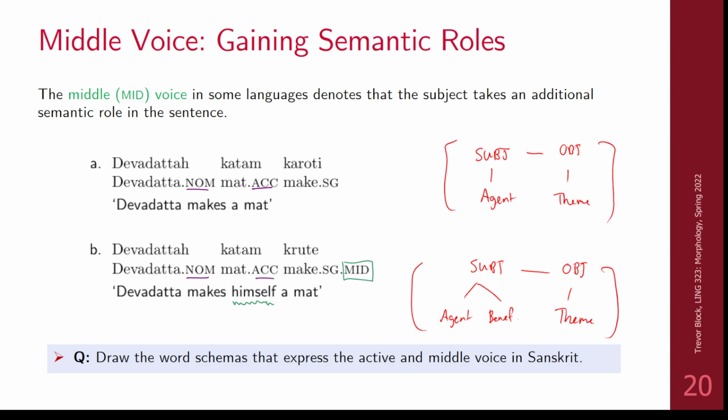And why does this happen? It's because the meaning of the verb changes, but the amount of noun phrases we physically hear or read in our sentence has not changed. There is no additional NP for himself here. It is simply the subject taking up another semantic role, another meaning in the sentence.